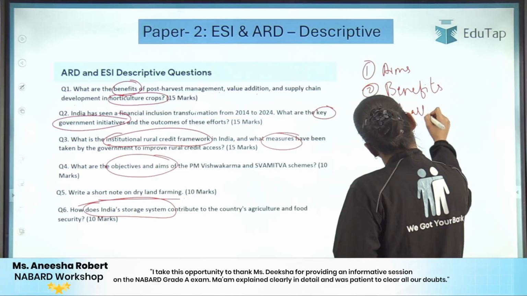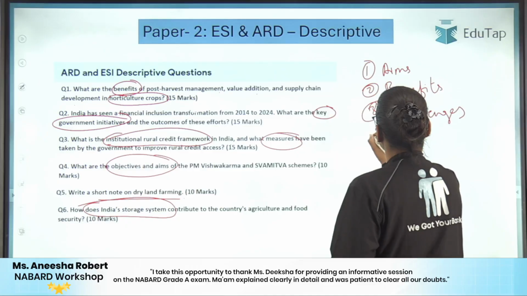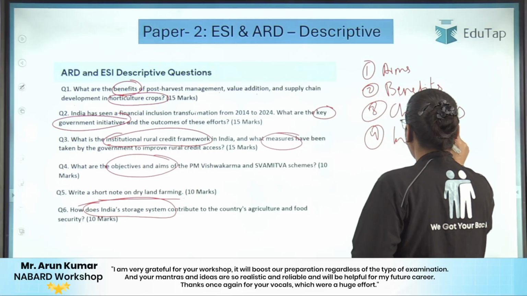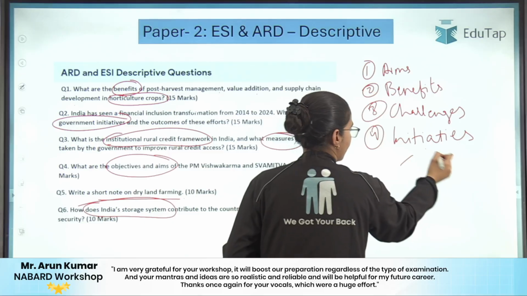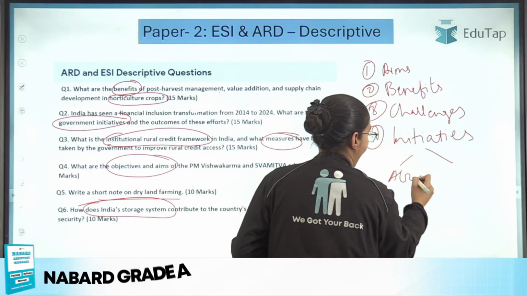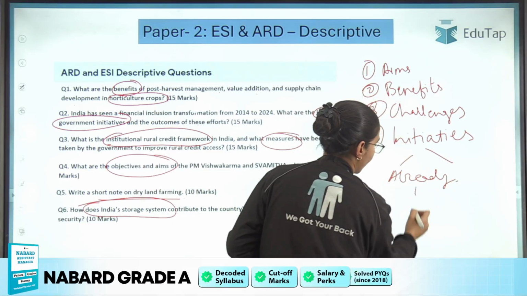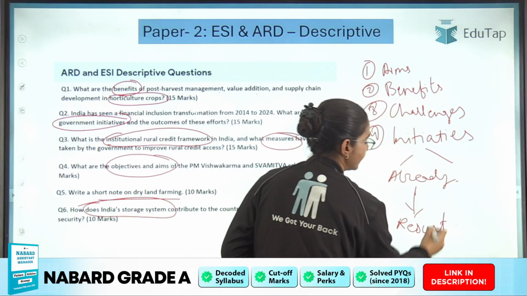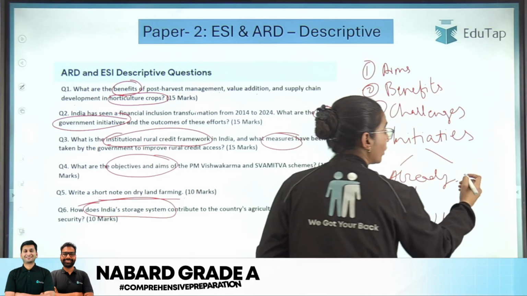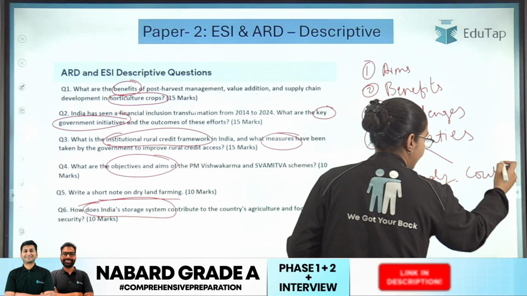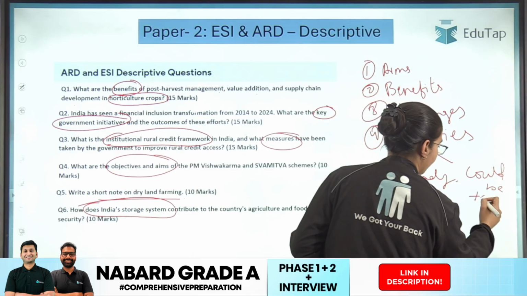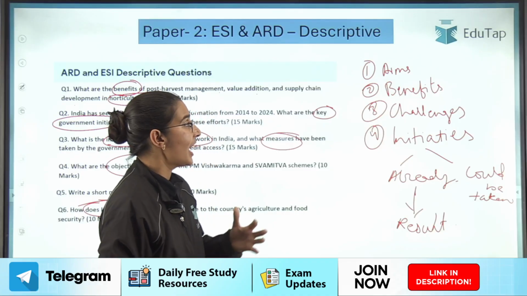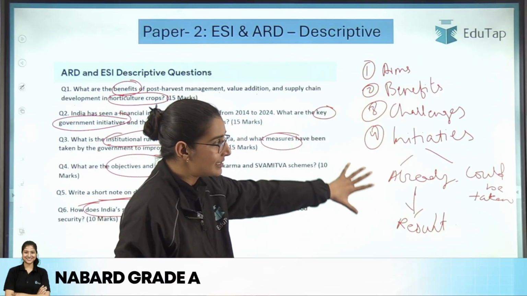challenges, initiatives already taken or to be taken. Okay? Already taken, and if already taken, what is the result of these initiatives? What are the results of these initiatives, and what could be taken? What are the steps that could be taken to further improve these things, right? So most of the questions are revolving around these themes only, right?